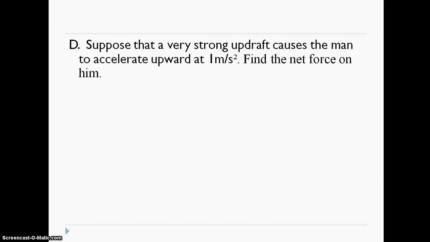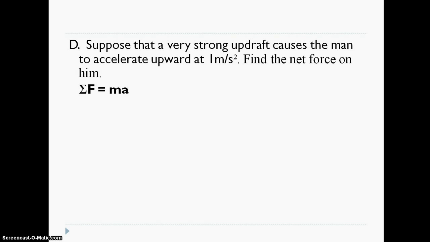Okay, next one, this is kind of a silly question. I just wanted a way to change the signs, really. So let's say there was a strong updraft that causes the man to accelerate upward at 1 meter per second squared. By the way, does he necessarily have to be moving upward to be accelerating upward? Actually, no, because he's falling down. The acceleration is the rate of change of velocity. So this only means his velocity would be decreasing, not necessarily that he's moving up, because that would be kind of strange. Could happen, I suppose.